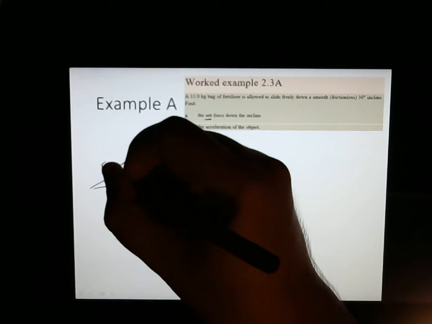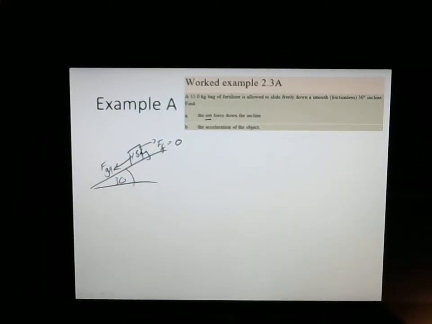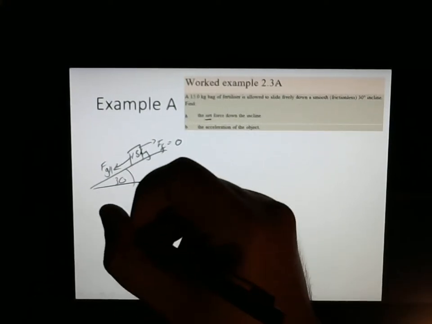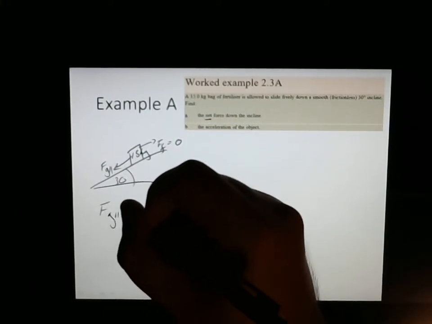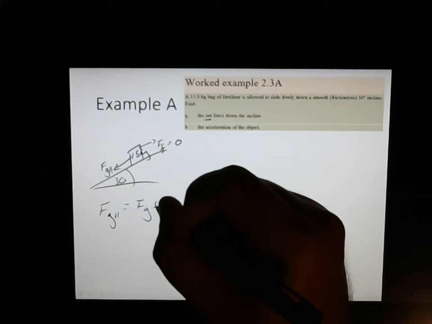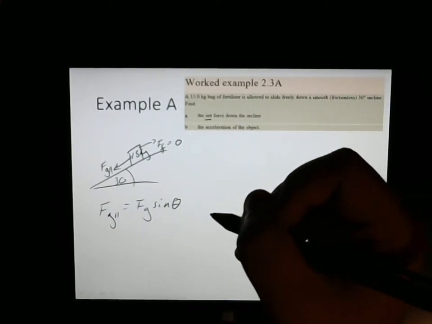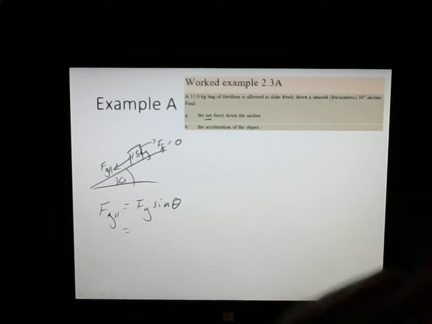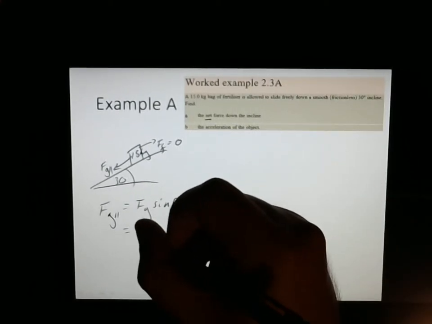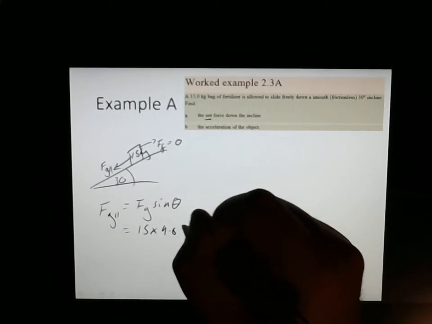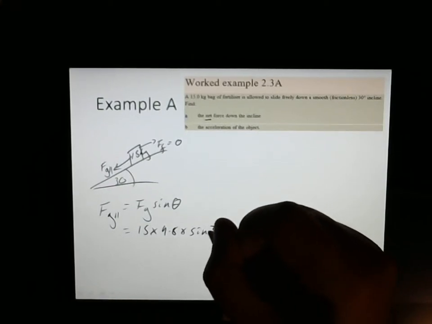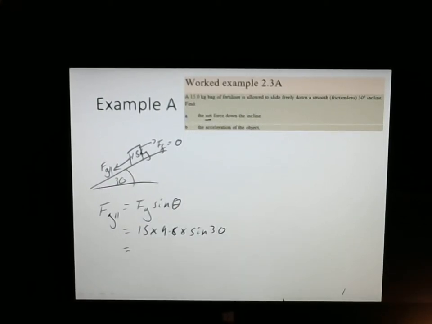This one coming down, as we just established on our general solution, is our parallel component, and we have a formula for that. So I'm going to just jump straight to the formula. Fg parallel equals Fg sine theta. Now, Fg is just the force of gravity, which is mass times acceleration. So that's 15 times 9.8 times the sine of 30. Let's plug it in. 15 times 9.8 times sine of 30 gives us 73.5 newtons.